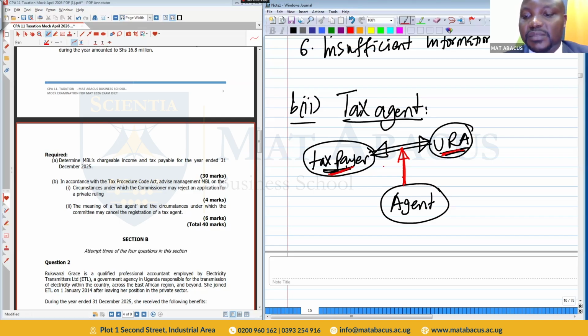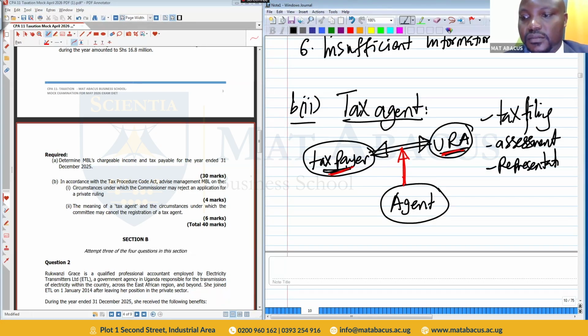He represents the taxpayer to URA on matters concerning tax filing, assessments, representation, and any other matters that URA and the taxpayer may have to share or engage on. So this tax agent comes in to do that.